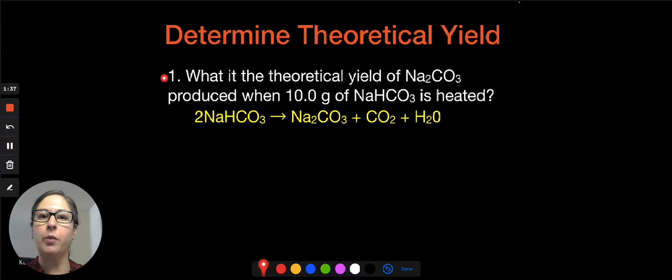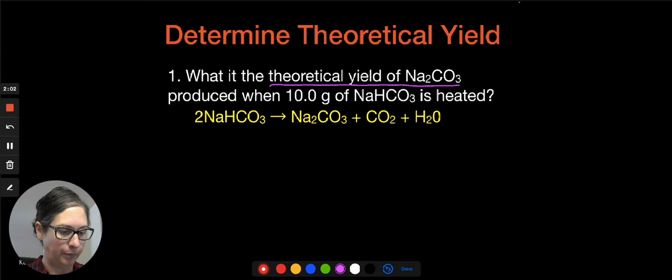So let's take a look at how we would evaluate our percent yield. The first thing that we have to determine is our theoretical yield, using stoichiometry. In this situation, it asks us what is the theoretical yield of Na2CO3, sodium carbonate, if we start with 10 grams of NaHCO3. We heat this and end up producing some carbon dioxide and some water. Let's start with those 10 grams.